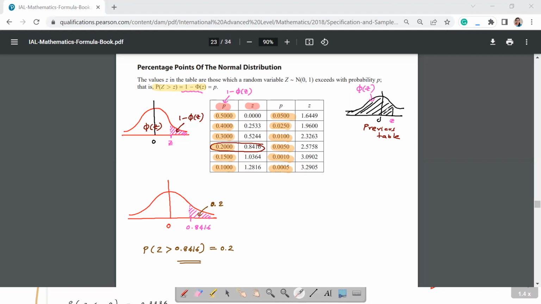The previous table gave you the area behind the Z value. In the second table, they give you the area in front of the positive Z value. That's the main difference, so you need to know when to use which table. Okay, so let's go back to our sum.